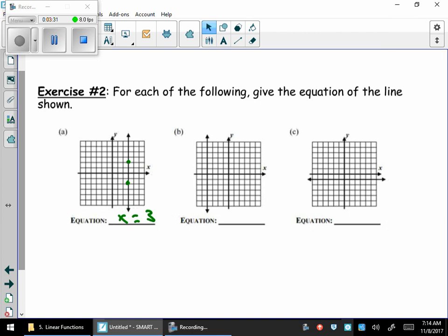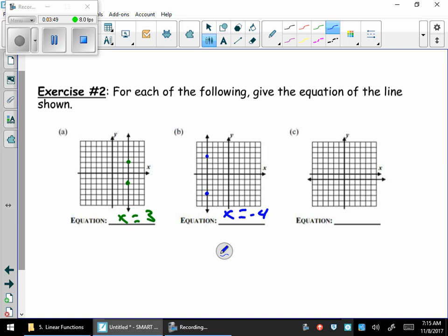Same thing is true with letter B. If I were to identify any points on the line that I was given, I'm going to notice that they have the same x value. So I'm going to count the x value. It'll be 1, 2, 3, 4 spaces to the left. So a vertical line is always x is equal to, and the x value of every point on that line is going to be x is equal to -4.